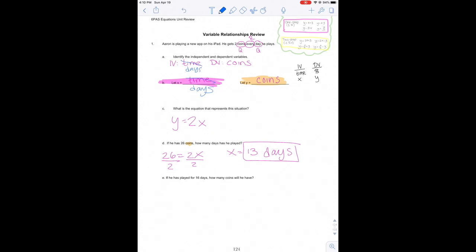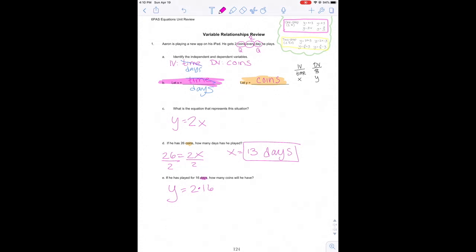All right, and then next one. He's played for 16 days. How many coins will he have? So days goes with x. So here's my equation, y equals 2x. And I need to replace the x with 16. But I can't just say 216. It's 2 times 16. That's what 2x means.